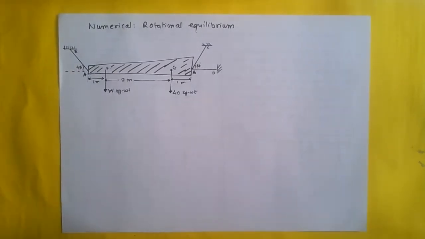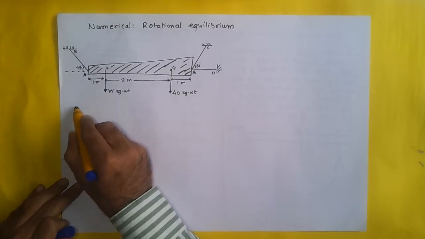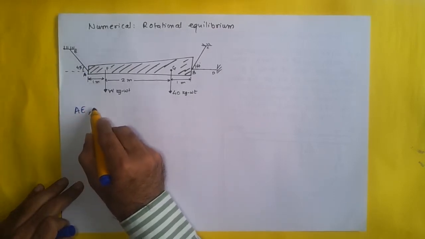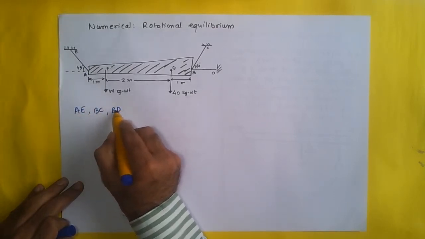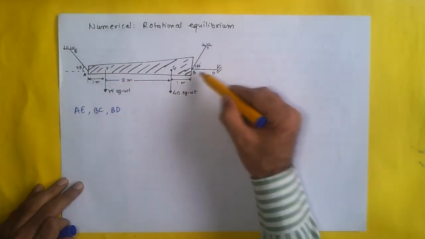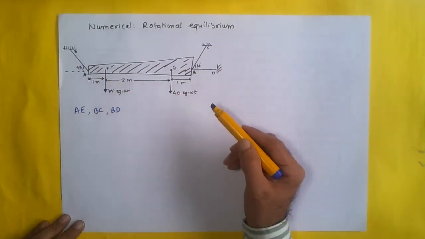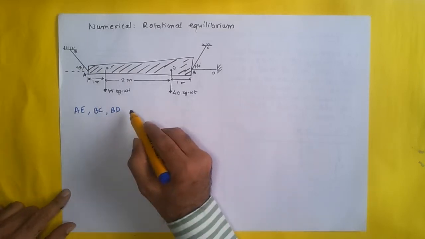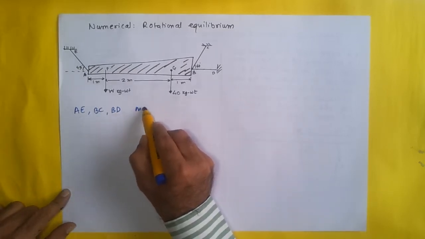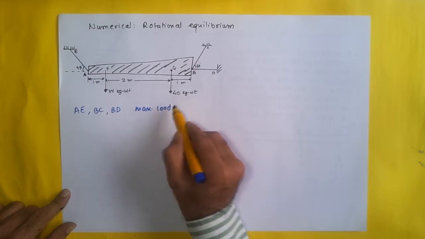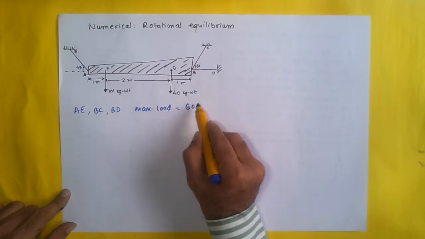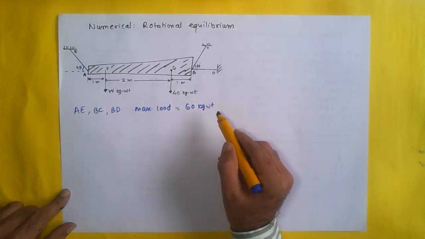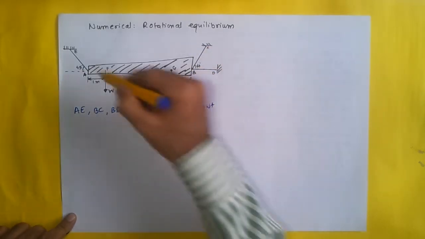It is supported, as you can see, by 3 ropes: rope AE, rope BC, and rope BD. 1, 2, and 3. And all the 3 ropes are identical, same material, same cross section. And it is also given that the maximum load bearing capacity is 60 kg weight. The maximum load bearing capacity of these ropes is 60 kg weight.